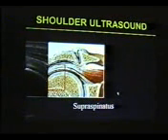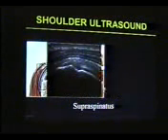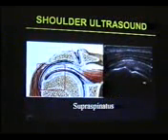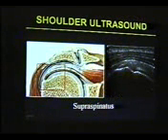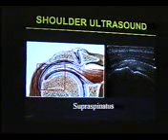While scanning this area we will get this type of view. Here is the bone. This is a cartilaginous area. Then is the tendon of supraspinatus and deltoid. In this area, the subdeltoid, subacromial bursa will be here.